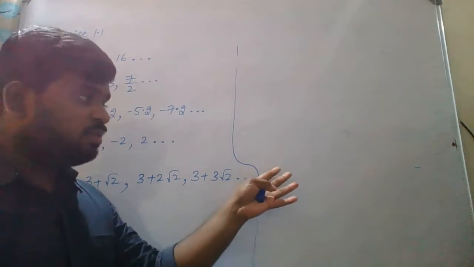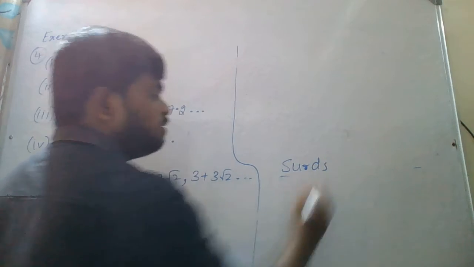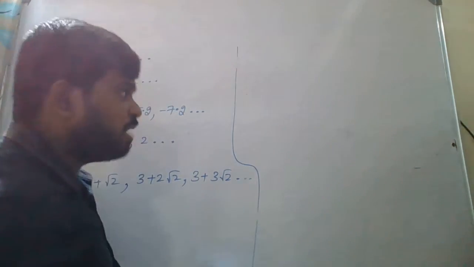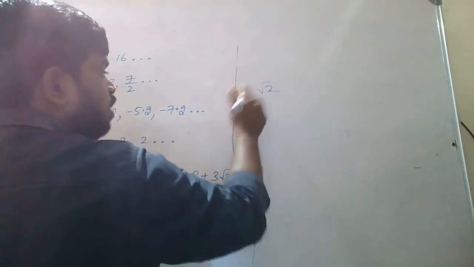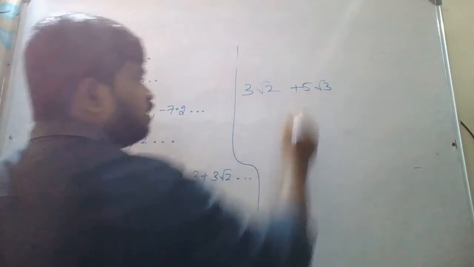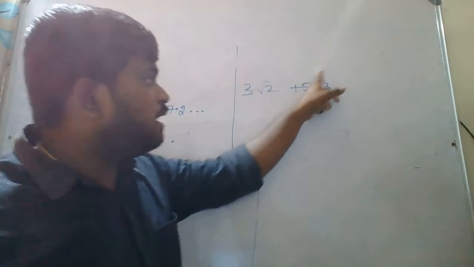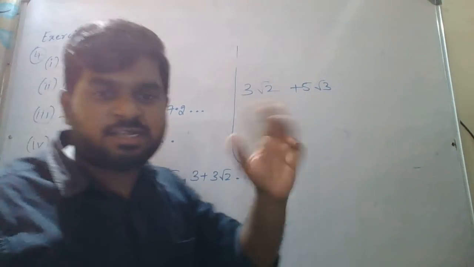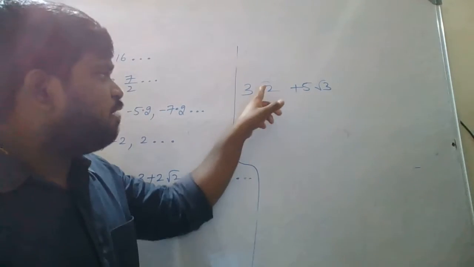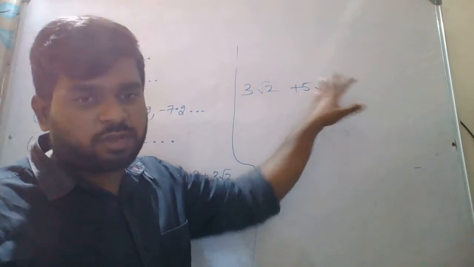The other name for this root 2, root 3 is surds, S-U-R-D-S, surds. So we can add and subtract only like surds. For example, let's say you got 3 root 2 and 5 root 3. Can I add it? No, because here you got root 2 and here you got root 3. For addition, there is a rule: order and radicand should be the same. I'll make it simple. If you got root 2, you can add it only with root 2. You cannot add it with root 3.